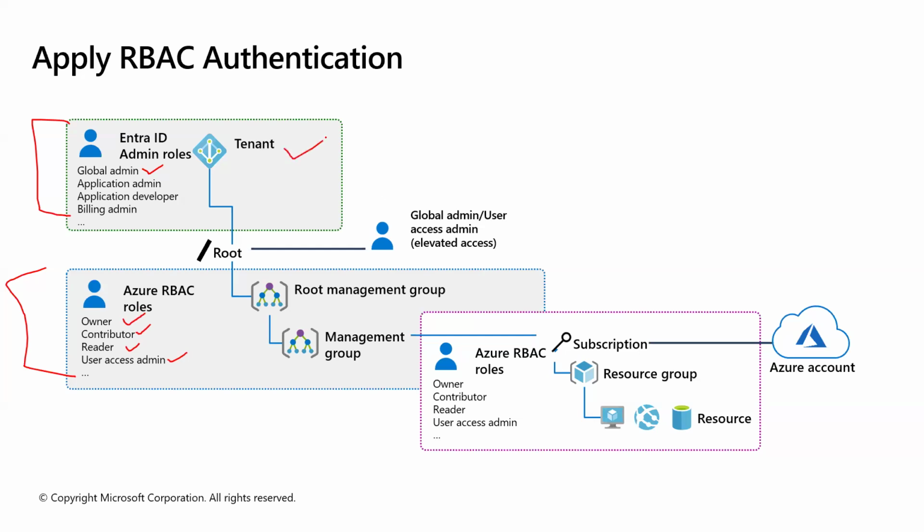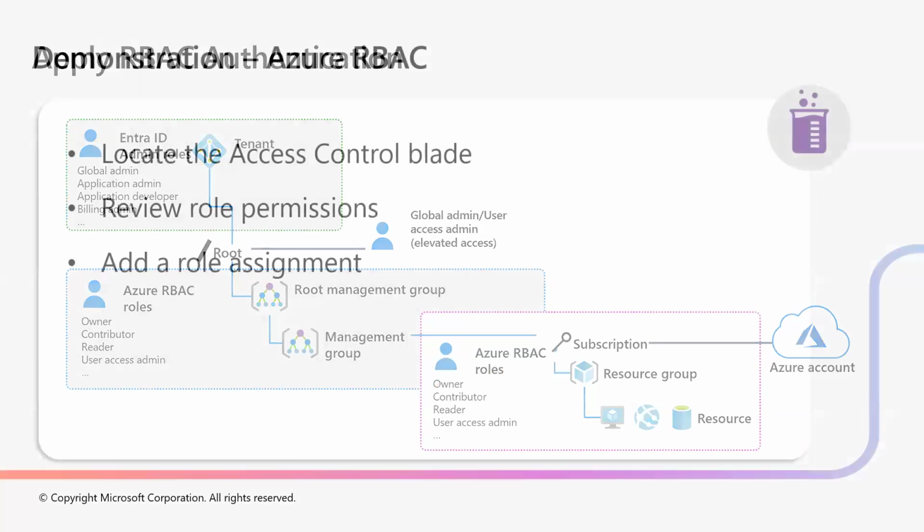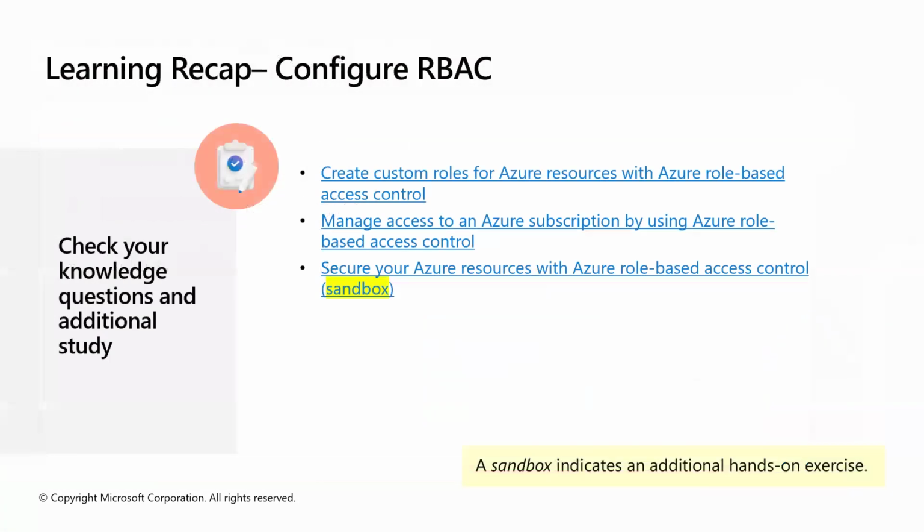He should be a part of the tenant, and if he wants to create a user, he should be a global administrator. And in the root management group, if he wants to create a management group, a resource group, or resources, he should be part of your RBAC role. It can be administrator, owner, contributor, or reader, and he can take care of the account, right? So this is all the RBAC.